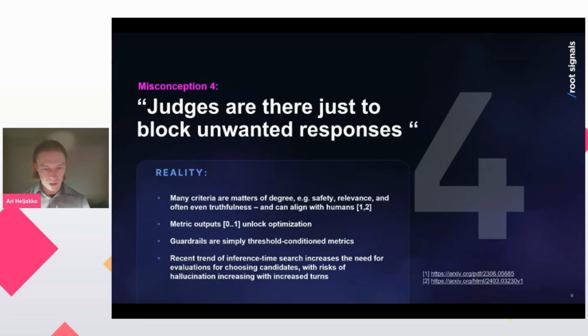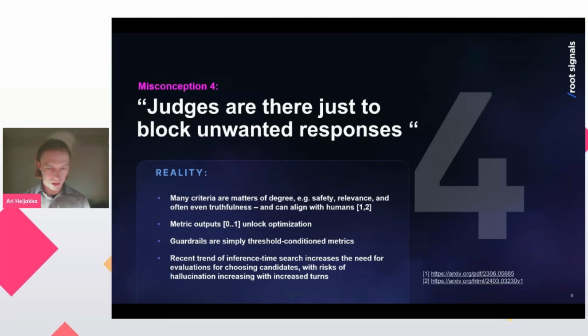Misconception number 4, that judges are there essentially to block unwanted responses. Basically, the misconception is about treating the judges as binary guardrails, letting something through or not letting something go through. This is the classical guardrails approach. But if you think of this in more detail, firstly, many of the criteria that we use to make judgments are actually matters of degree. If you consider the safety of a statement, like safety for work or safety for children, this is for sure a matter of degree. It can get better or worse.